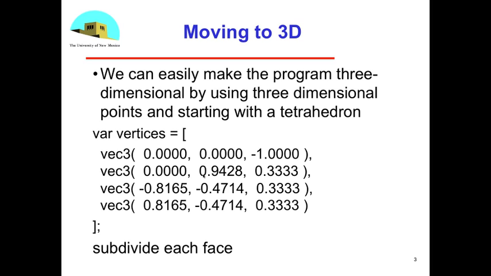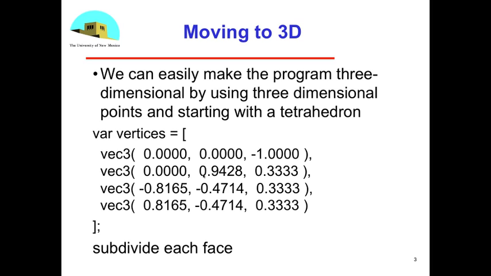So here's four vertices for a tetrahedron. The way I got these is if you start with a unit sphere, a sphere centered at the origin with radius 1, you can find 4 points that are equally spaced on the surface of that sphere, and then connect them with line segments, and you'll have a tetrahedron.